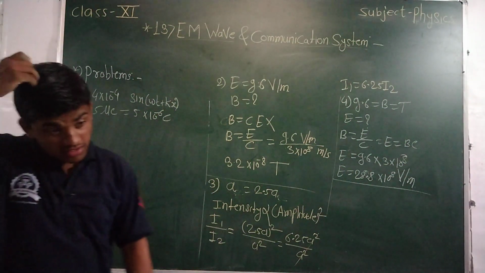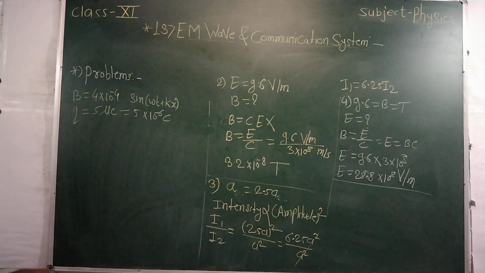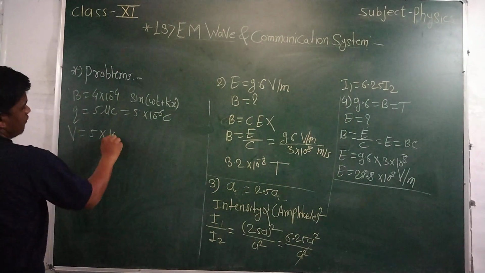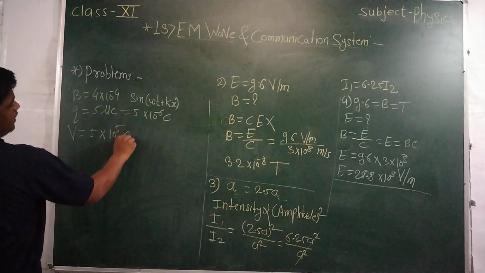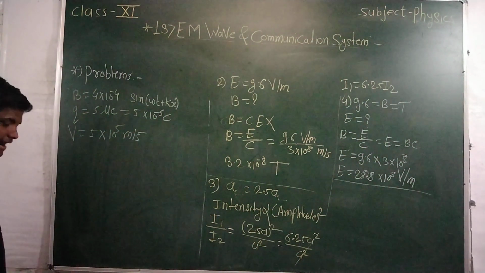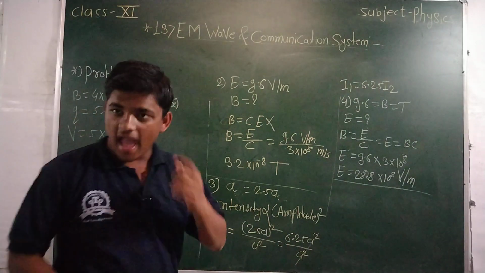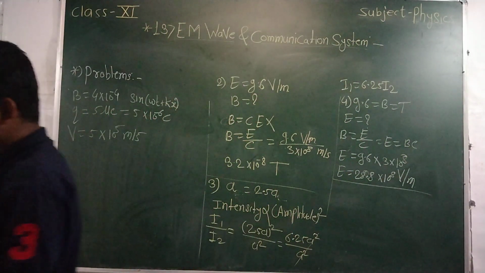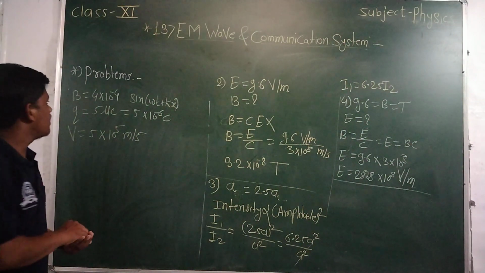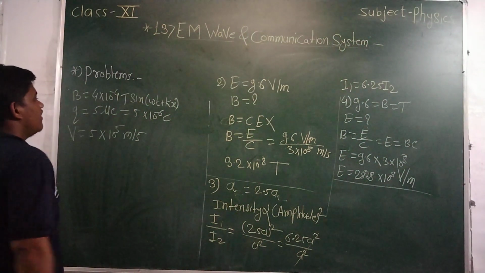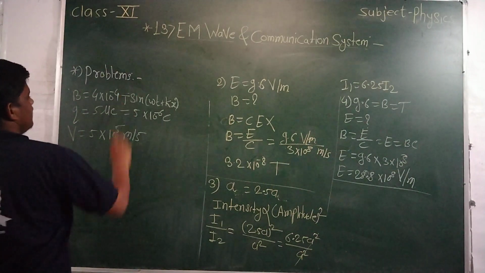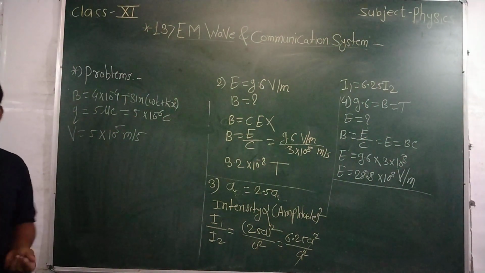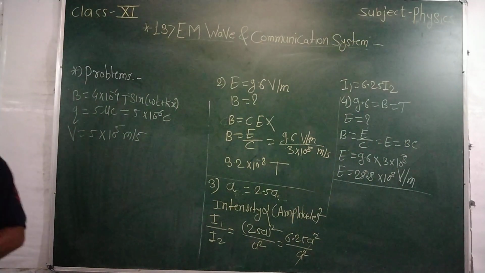And next, the particle is traveling with some speed. The velocity of the particle is 5 into 10 raised to 5 meter per second. Calculate the electric force experienced by the particle. Then we know that we write the equation. This is in Tesla, that is T, this is in coulomb, this is in meter per second. All are in SI units.